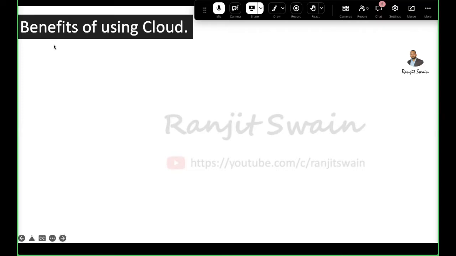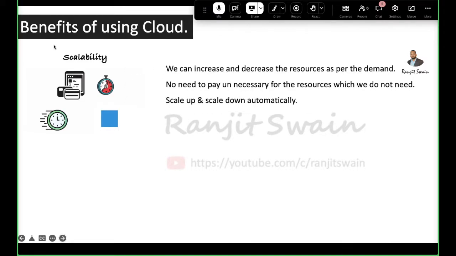Okay, so let's see what the benefits of using the cloud are. The first thing is scalability. When you say scalability, it means we can increase and decrease the resources as per the demand. When the company gets a new client or new requirement, the customer base has increased. Think about any e-commerce site: if there are festivals or discounts or offers going on, lots of customers will log into the server and try to purchase, right? At that time the demand will increase.